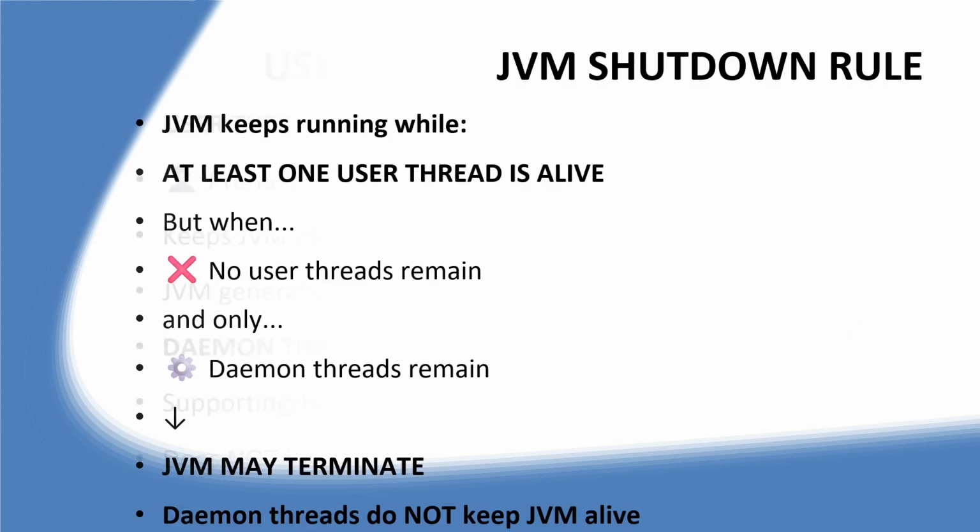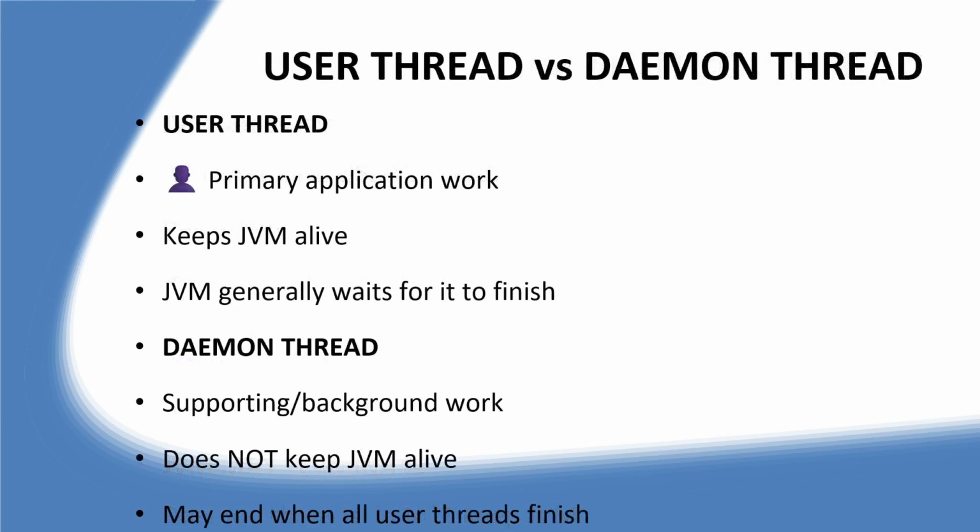Okay, now we will see the user thread and daemon thread comparison. User threads usually perform the primary application work, and as long as a user thread remains alive, it will keep the JVM alive. Daemon threads are typically supporting or background work. They do not keep the JVM alive. Okay, this is an important point.